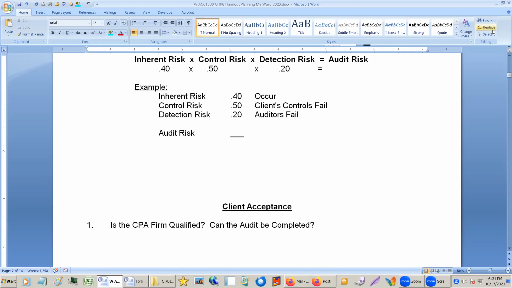My calculator. What is it? 40 times 50 is what? 20? Is it 0.04? I think it's 0.04. 0.2 times 5 is point. Yeah, I think this is it. Because this would be 0.1, those two, and then 0.4 times 0.1. I think this is it. So this would be the audit risk. Is that what you guys got? Hopefully.